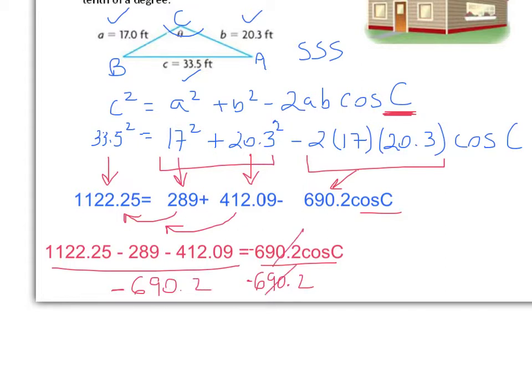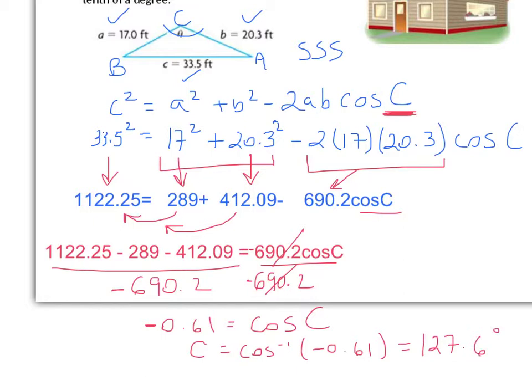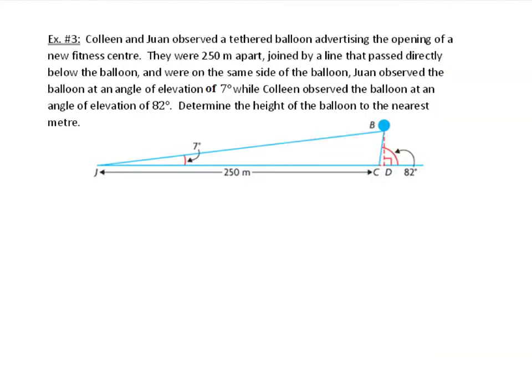On this side we cancel out, and on this side we get that negative 0.61 equals cos C. So angle C equals inverse cos of negative 0.61, which equals 127.6 degrees. And it's an obtuse angle, so that makes sense. Alright, good job. Alright, let's look at the final question here.